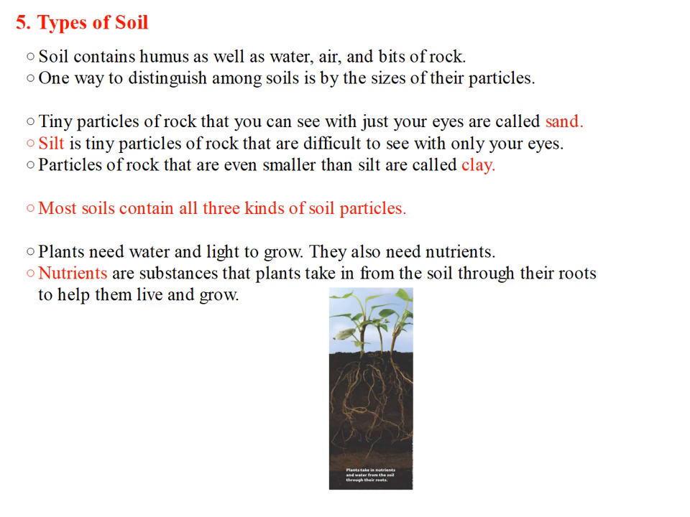Plants need water and light to grow. They also need nutrients. What are nutrients? Nutrients are substances that plants take in from the soil through their roots to help them live and grow. And in the picture, we can see a kind of plant taking minerals and substances, which are nutrients, from the soil in order to live and grow.